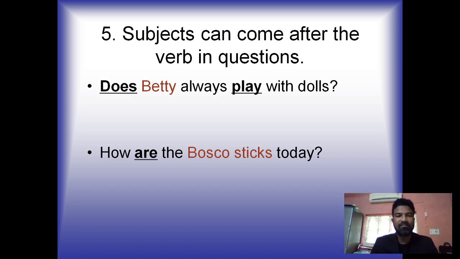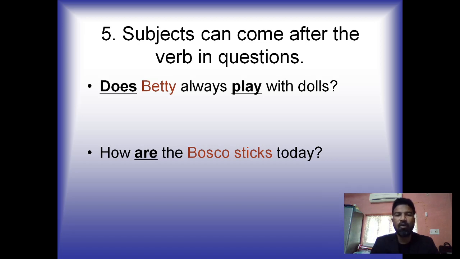Betty is singular. Betty is the name of a person. Therefore we are using play, which would actually be plays, but because this is a simple present tense question form, we are using it as: Does Betty always play with the dolls?